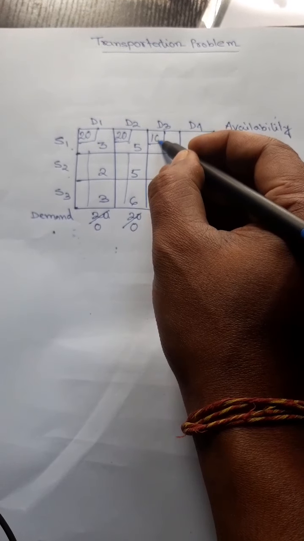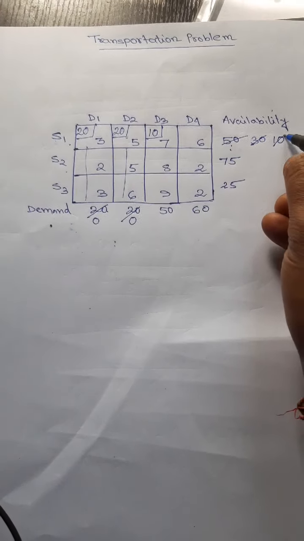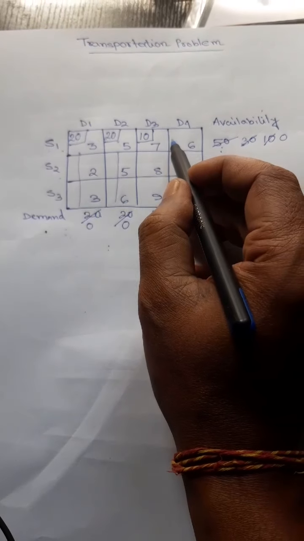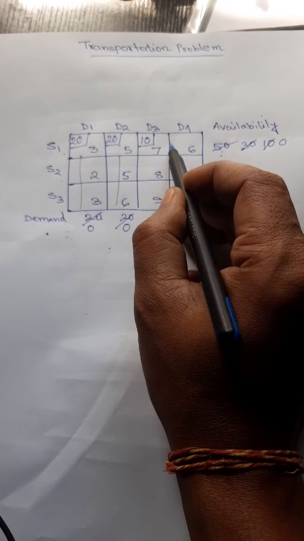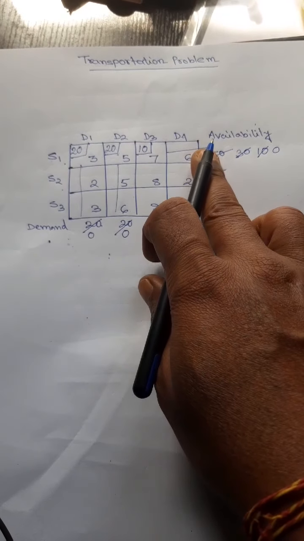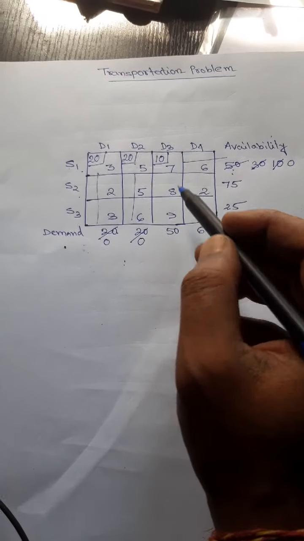So we can allocate 10 here. As we allocate 10 here, now availability at supply point 1 is 0. So that means we can't deliver from supply point 1 to any further destination. So we cancel this particular cell. And also destination 3 already has 10 products delivered.